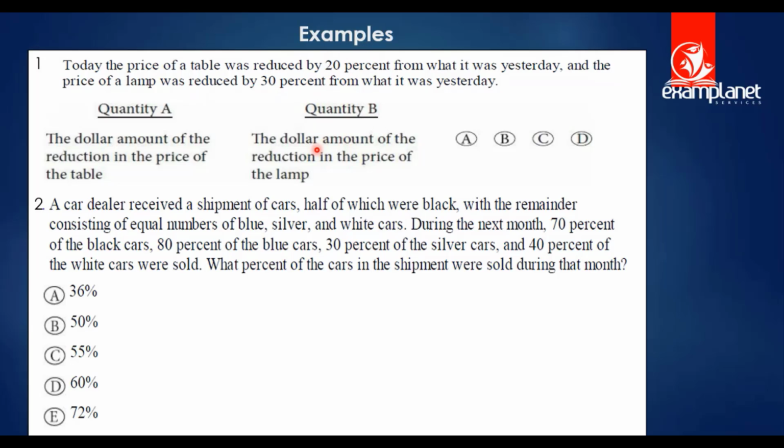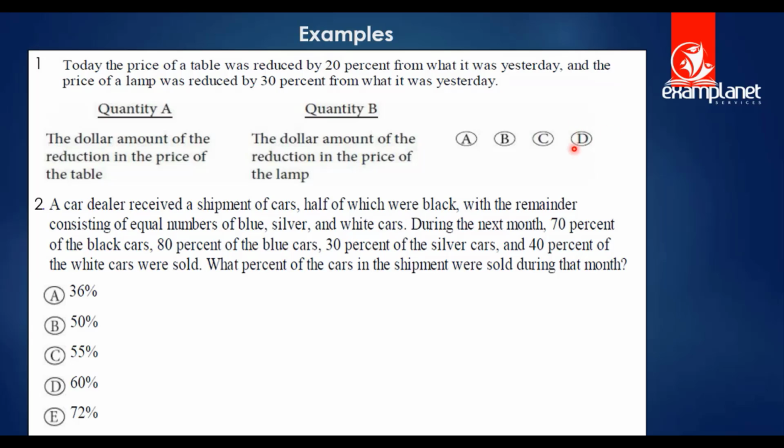You can only know about the percent, but the amount you can't say. If the price of the table was $100, that means 20% of $100 will be $20. That's quantity A. If the price of the lamp was $50, now 30% of $50 will be what? That will simply be $15. So our A would have been greater, even though the percent is smaller, because the amount will have been greater. But if they both have $100, that means this will be $20 for A, this will be $30 for B, then B will be greater. So it's obvious here that we cannot determine this. We don't know which one will be greater or which one will be less.